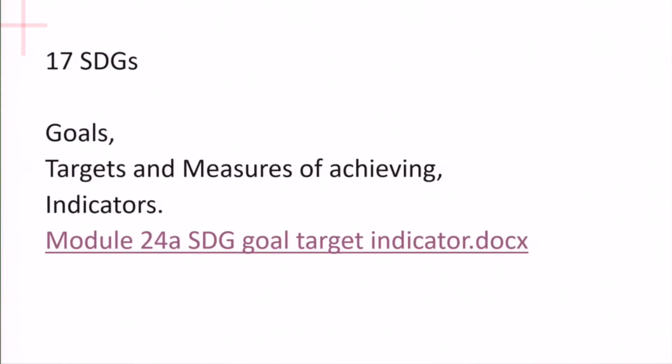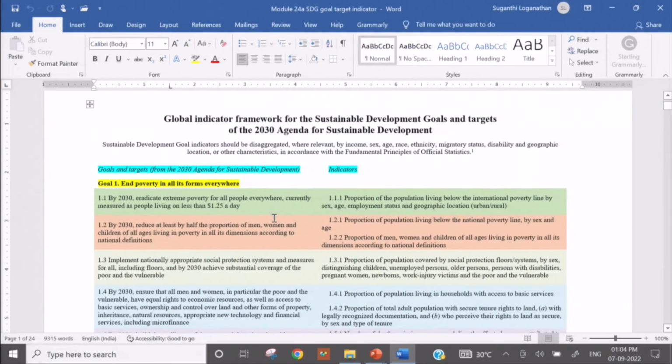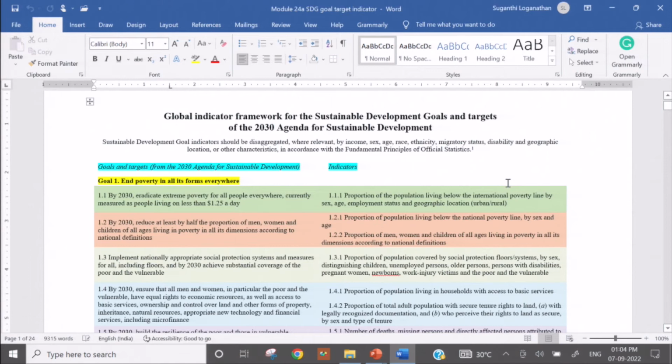Now, these 17 SDGs have goals, and each of these goals has targets, and for achieving the targets, there are certain metrics used which we call indicators. To understand the 17 SDGs, the targets and the indicators, let us look into this document. This document shows how each of the SDGs has been identified with targets and indicators. These indicators will tell us whether we have reached the targets, and the targets indicate whether we have achieved the goals.